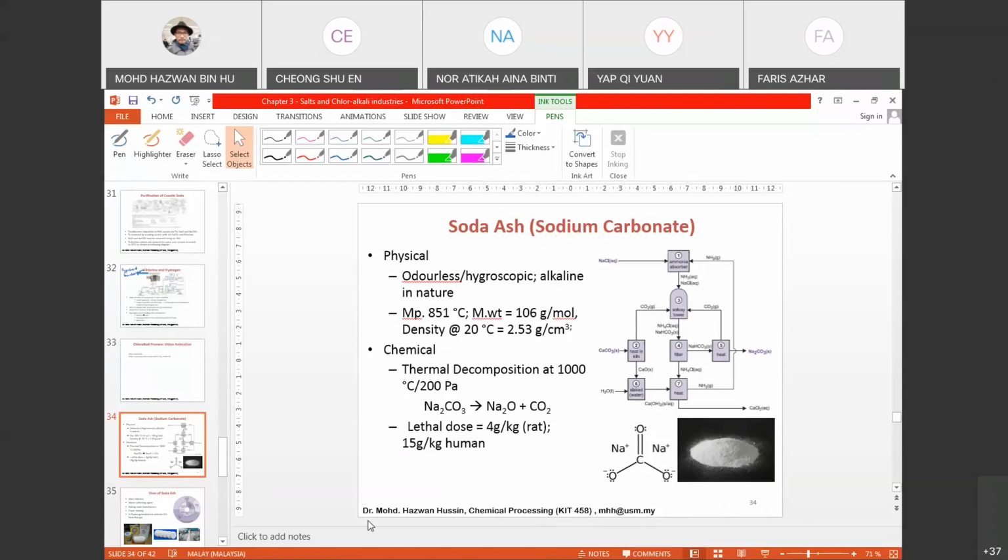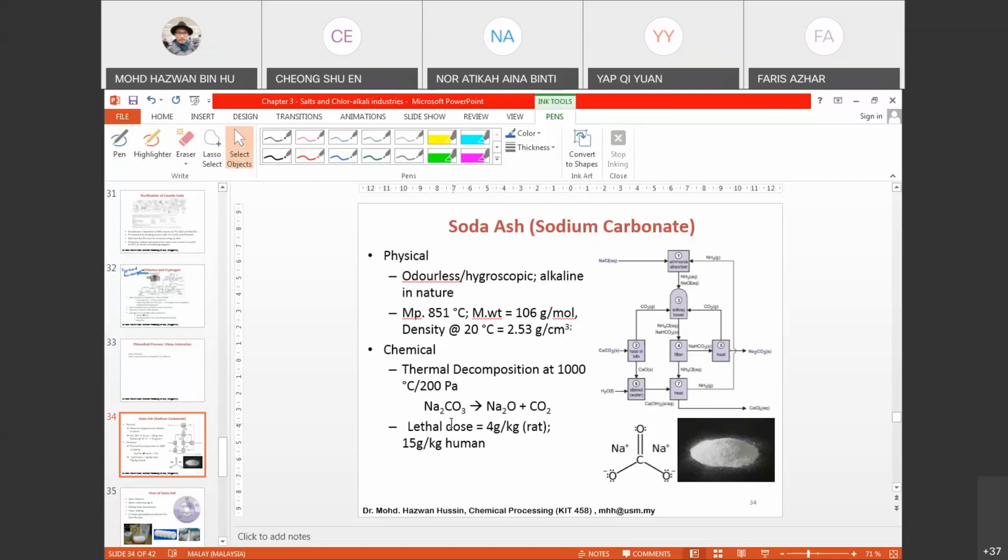Okay, basically you can find soda ash or sodium carbonate in baking soda, in detergent, and many things. So chemically, sodium carbonate thermally decomposes at around 1000 degrees Celsius, quite high, because normally for inorganic materials like sodium carbonate, it will degrade at a higher temperature, not lower than a few hundred only, normally 1000 over.